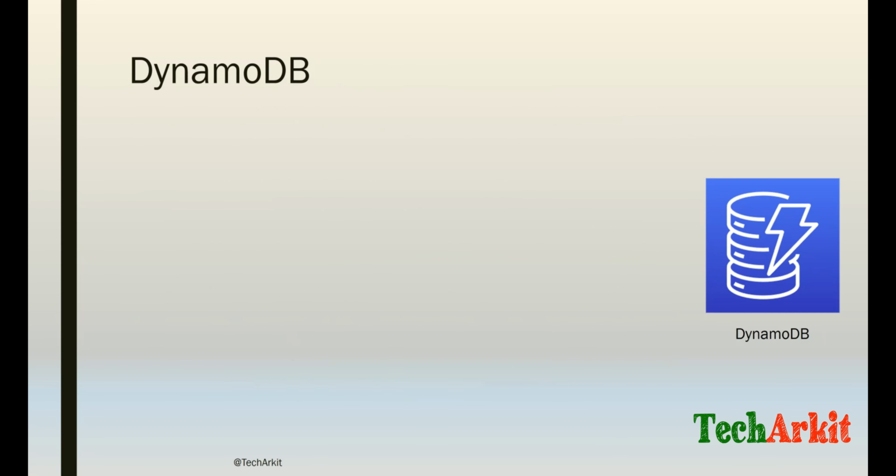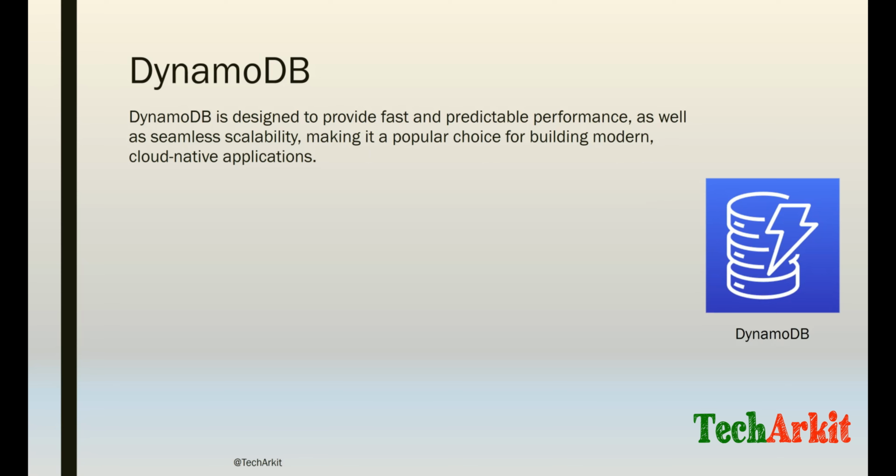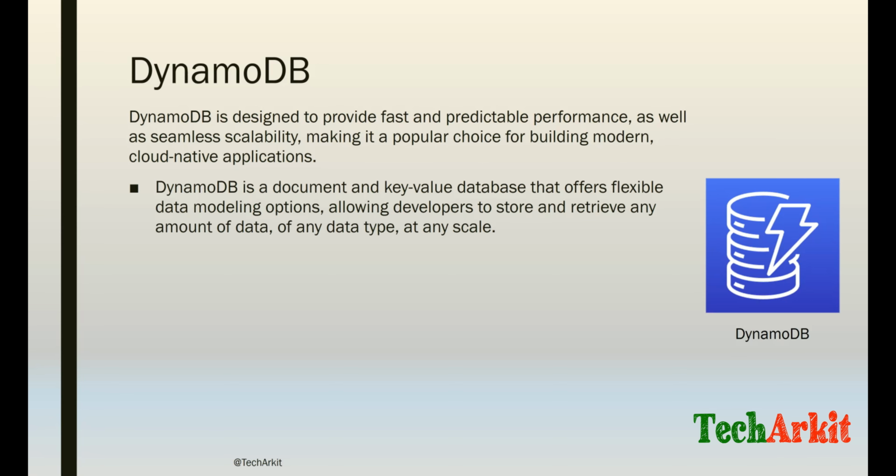So let's see one more database service, which is called DynamoDB. It is designed to provide fast and predictable performance as well as seamless scalability, making it a popular choice for building modern cloud native applications. So if you're using cloud native applications, DynamoDB is the best one. It is a document and key value database that offers flexible data modeling options, allowing developers to store and retrieve any amount of data of any data type, at any scale.